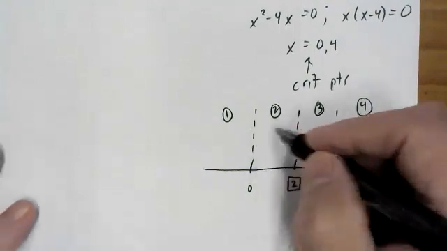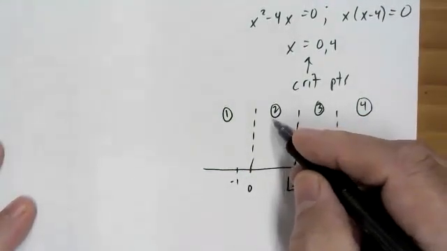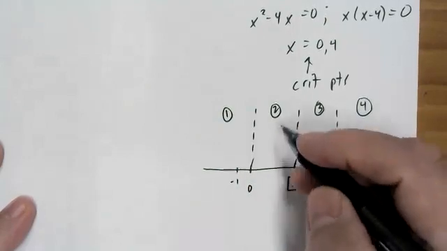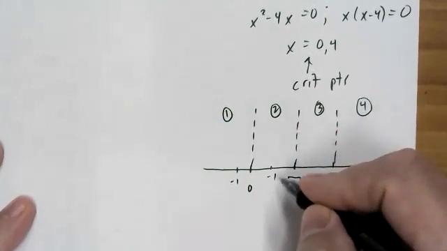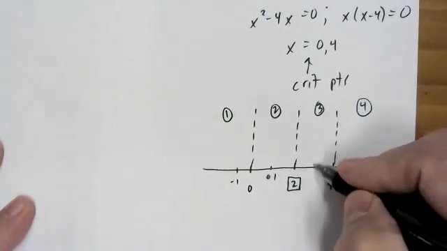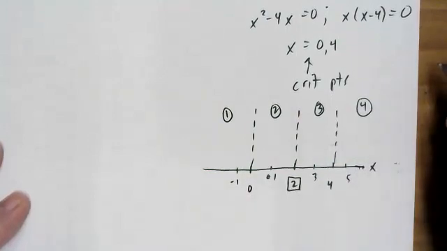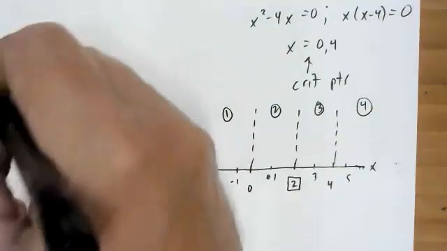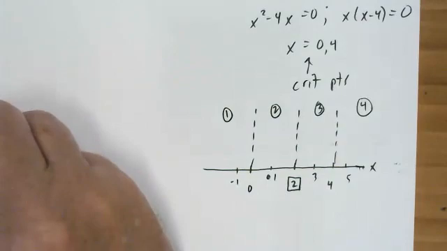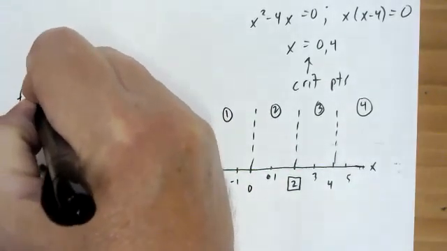I need to choose a test point in each region. I'll choose -1 in region 1. How about I'll just choose 1 in region 2. Region 3, I'll choose 3, and I'll choose 5 in region 4. So once again, here is, let's write my first derivative in sort of factored form.